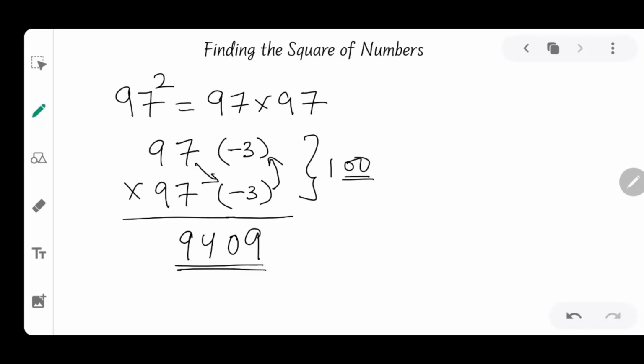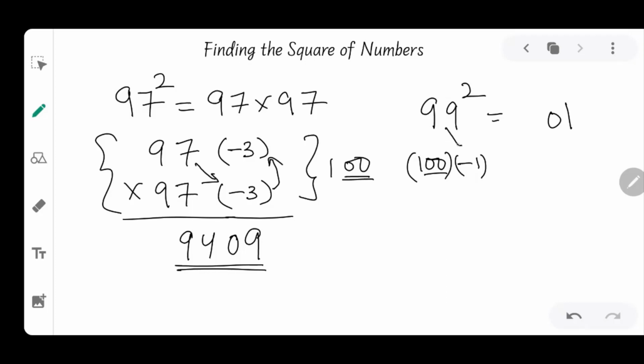Now, how can we do this calculation in mind without these steps? Let's take another number, 99 square. We will see that 99's base is 100, and how much is it less than the base? Minus 1. So the square of minus 1 is 1, and since the base has 2 zeros, I'll put one more 0, and I will subtract 1 from 99, so I will get 98. So this is the square.